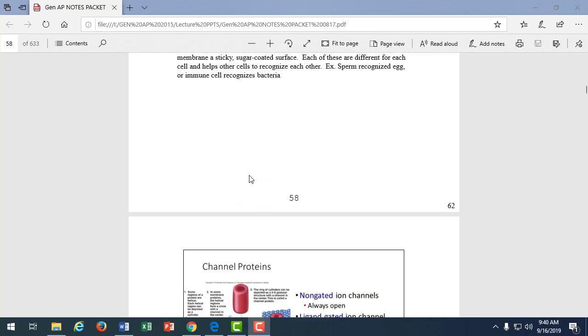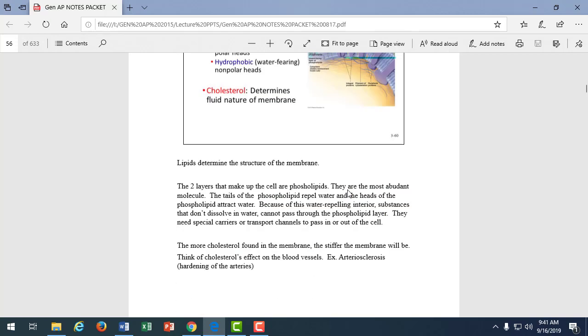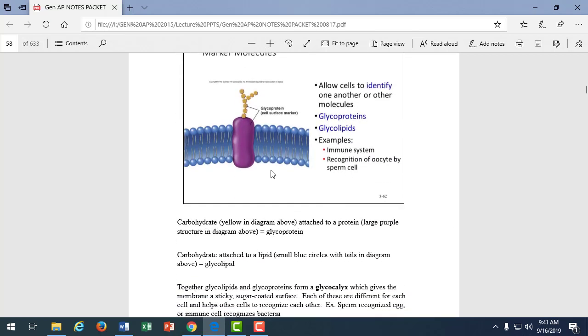Other cases, we have these carbohydrates that are attached to the surface of phospholipid molecules, to the phosphate, the head, and then we call those glycolipids if they're attached to a phosphate group. So in this case, this is a glycoprotein because it's attached to a protein. The carbohydrate is this part that extends off the outside of the cell, and it's used for communication.